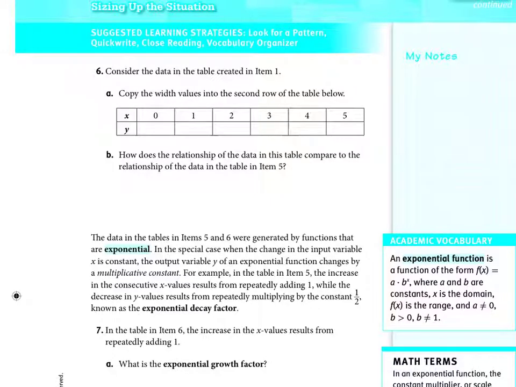Now let's consider the data in the table created in item 1. We're going to copy the width values into this table. So we had 4, 4.8, 5.76, the third magnification was 6.912, 8.2944, but I'll just leave it like that. And then we had 9.95.